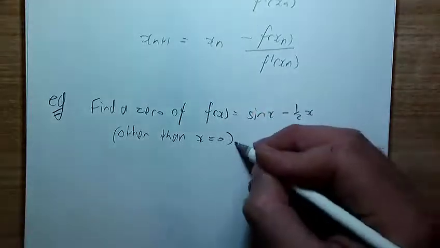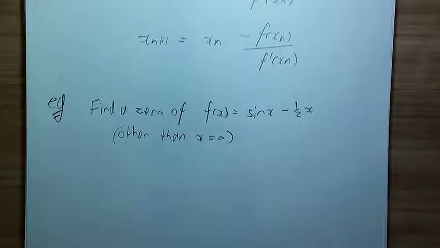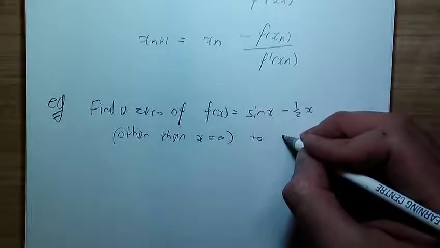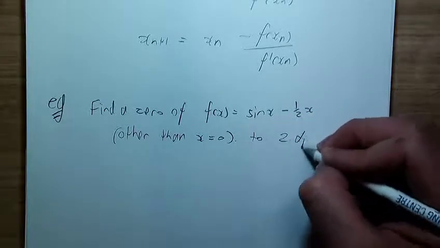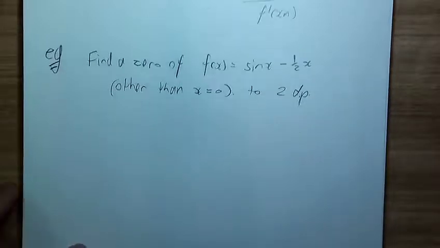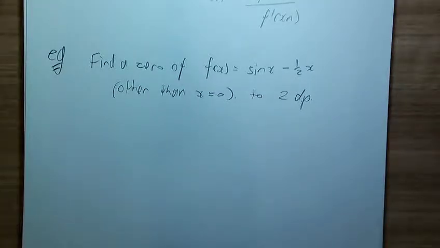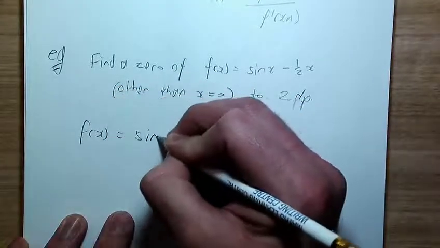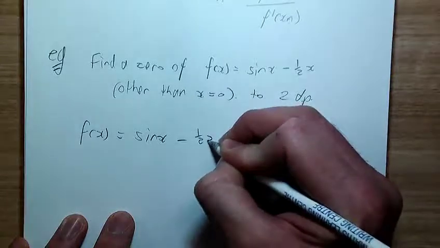All right, find a zero of that other than x is equal to 0. I don't know, let's go 2 decimal places. Let's have more accuracy than the other one. Okay, so we're going to use Newton's method this time. So f of x is sine x minus a half of x.